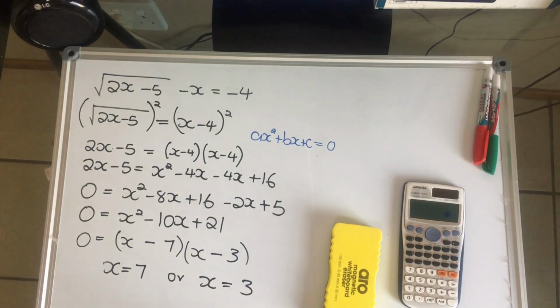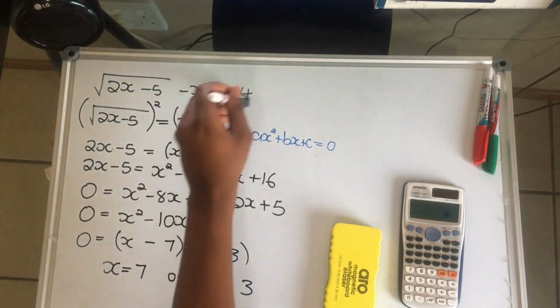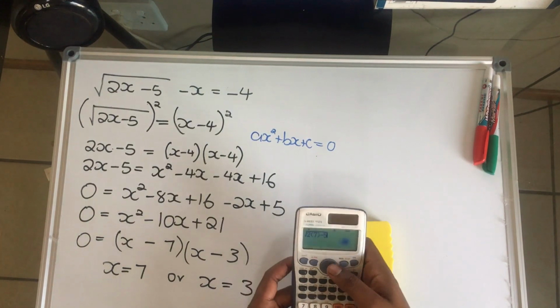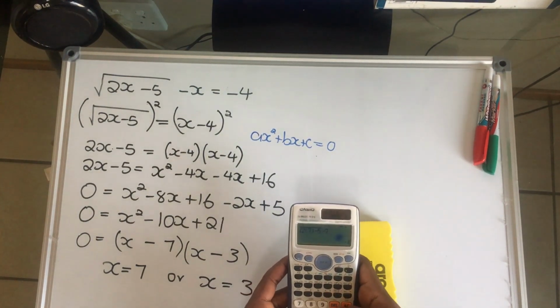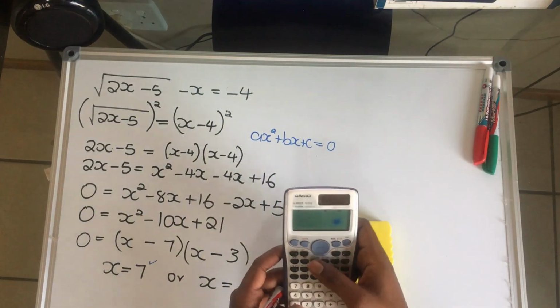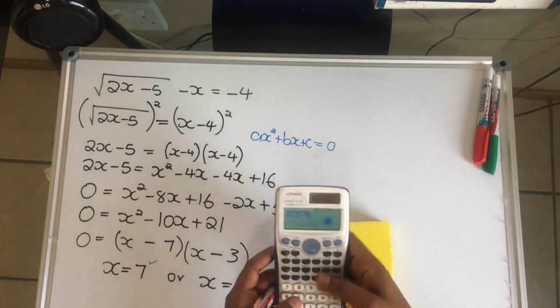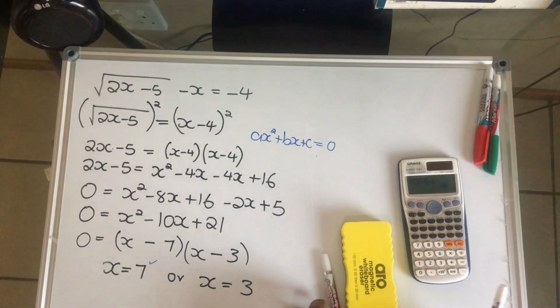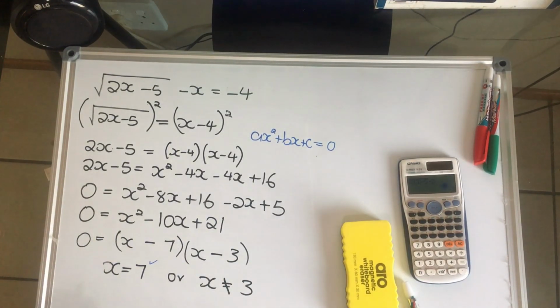Okay? So now we substitute our values x equals 7 and x equals 3 into the original equation to check if it equals minus 4. Okay, so we take 7: the square root of 2 times 7 minus 5, minus 7, so it is minus 4. So x equals 7 is a solution. And then we substitute positive 3, which is 2 times 3 minus 5, and then minus our x, which is 3, gives minus 2. So x equals 3 is not a solution to this problem. Okay, so this is a 6 marks problem. So what we have simplified up until here is what we would score 6 marks for.